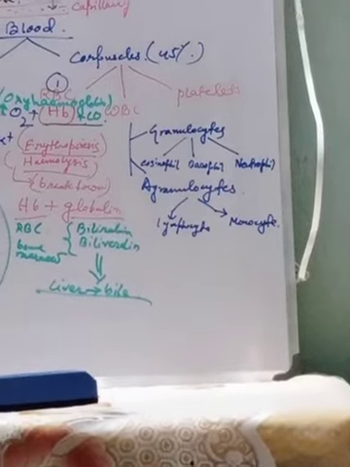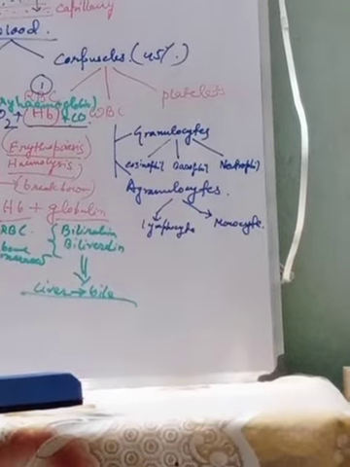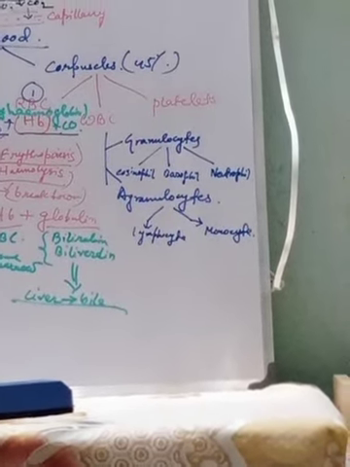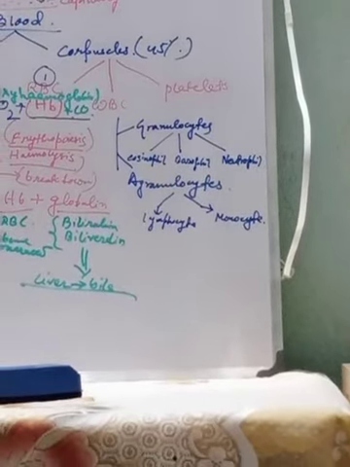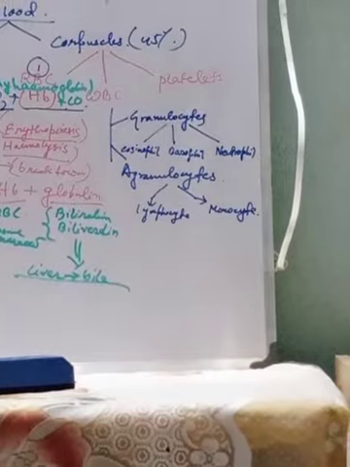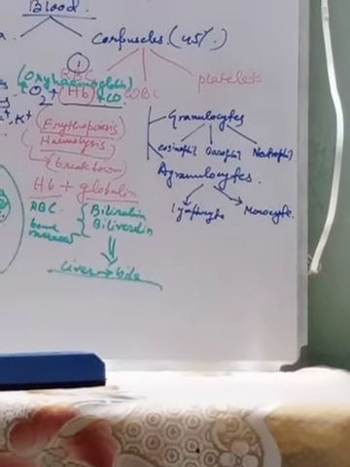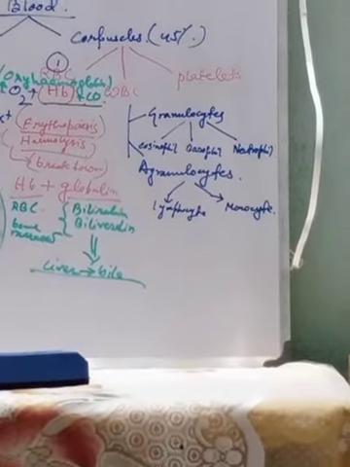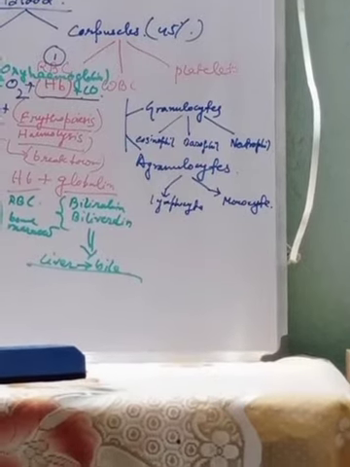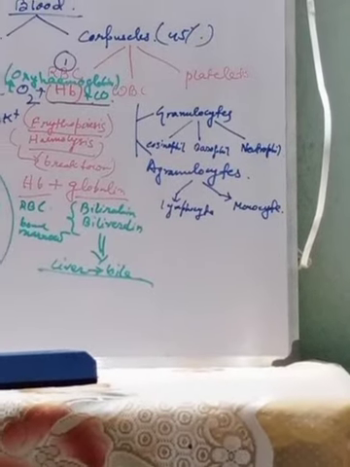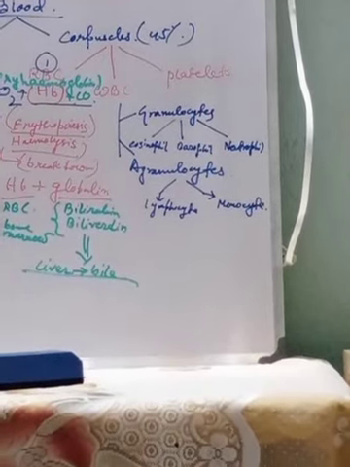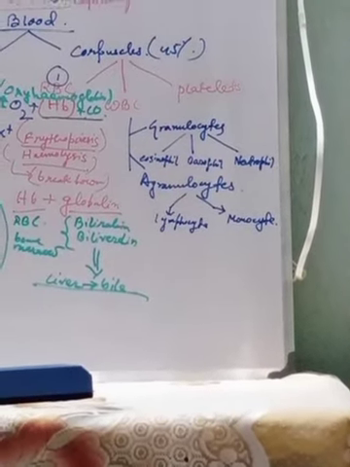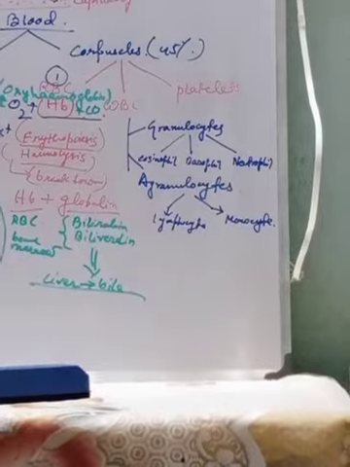On the other hand, the monocytes and the lymphocytes are also mainly concerned with phagocytosis and the immunity power of our body. Lymphocytes mainly help in the production of antibodies in our body. On the other hand, monocytes mainly have phagocytic activity like the neutrophils.